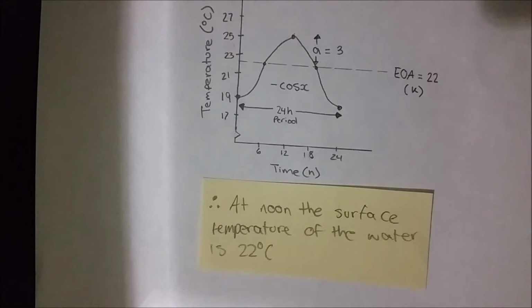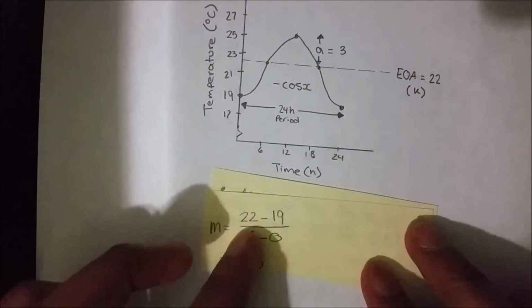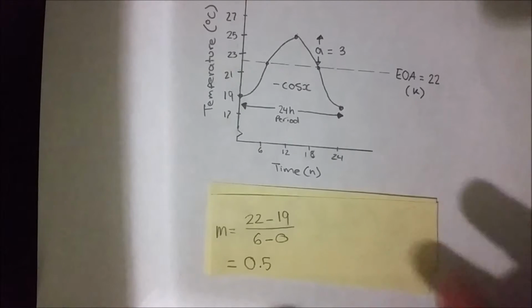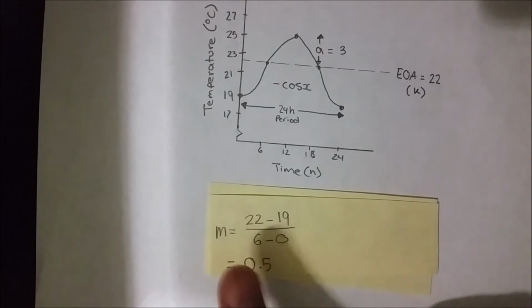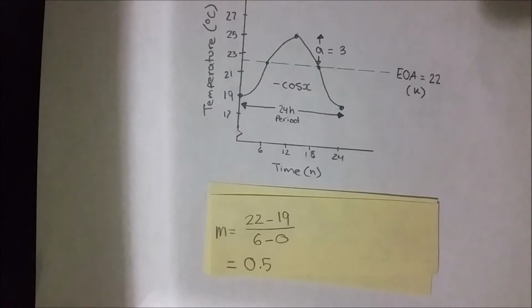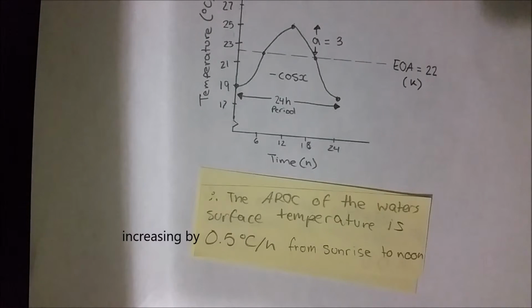We use our point 1 and our point 2 and plug them into the equation y2 minus y1 all over x2 minus x1, which is our slope equation. If you solve for that, we find the answer of 0.5. Therefore, now we can finally conclude that the AROC, or average rate of change of the water's surface temperature, is 0.5 degrees Celsius per hour from sunrise to noon.